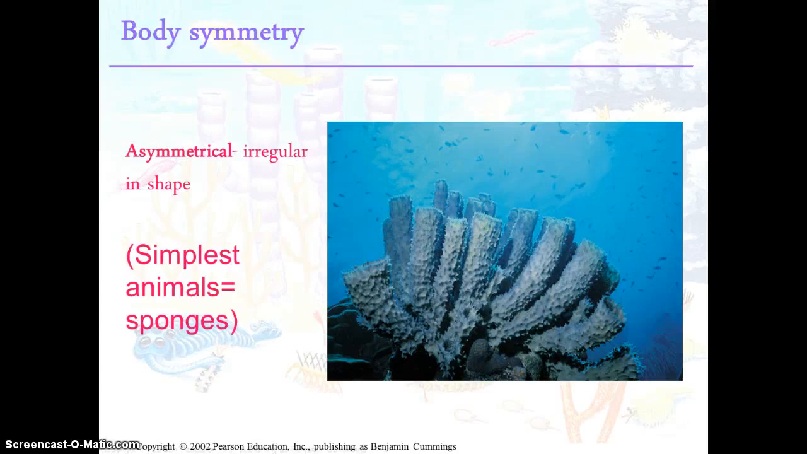Let's look at some plain body symmetry now. Okay, body symmetry is just how is that animal organized? How does it look? How is it built? One type of body symmetry would be considered asymmetrical, or it has an irregular body shape. Some examples of this would be your simplest animals, like your sponges. They're going to be asymmetrical. They don't have a pattern to their body shape.